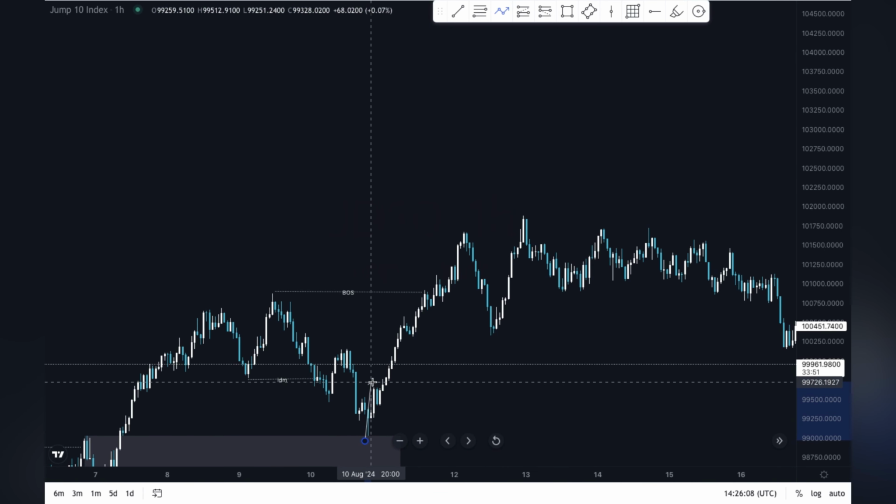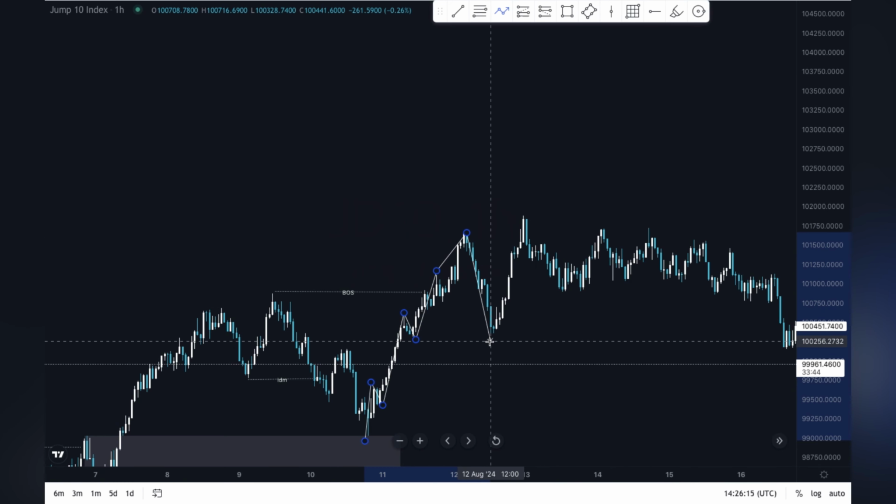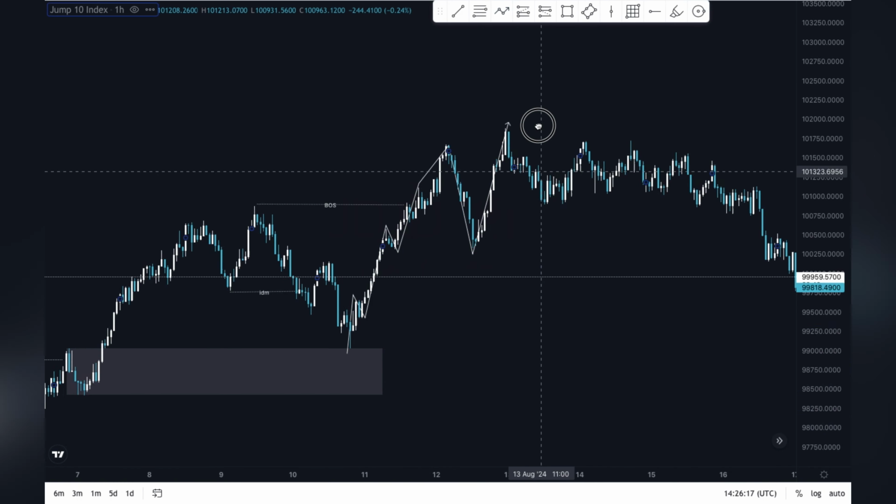We have this push, we have this pullback, we have this push, we have this pullback, we have all of this pullback, but they were significantly taken by this one. Then we have this to the upside, right?